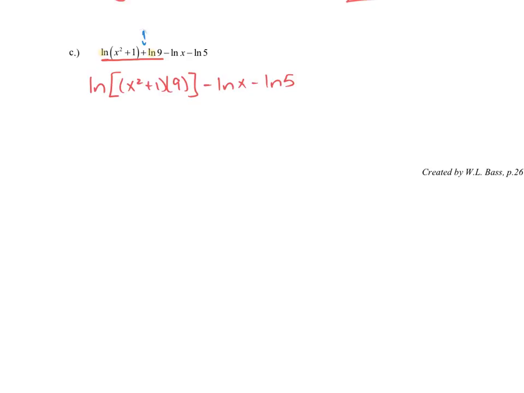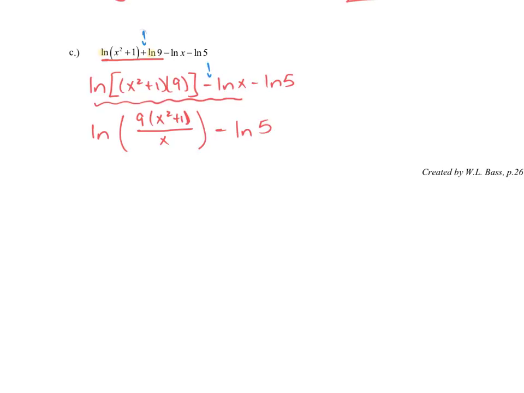Now, the next thing I'm going to do is combine the next two logs. So I can see that, okay, now I've got two logs here. Again, they're both natural logs. This time they're being subtracted. So when I condense that down, I'm going to have the natural log. And at this point, it'll clean up a little bit better for me. I'm going to have 9, I like to write it in the front, x squared plus 1. And then I need to divide that by the x, the other argument, and that's minus the natural log of 5.